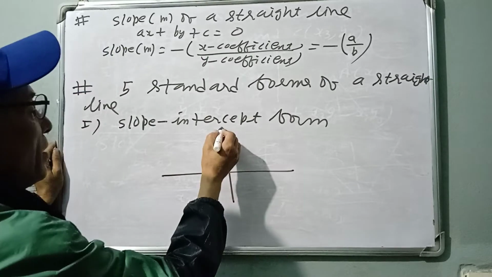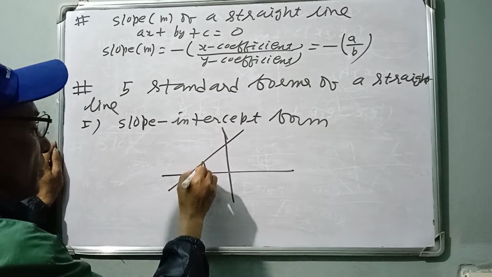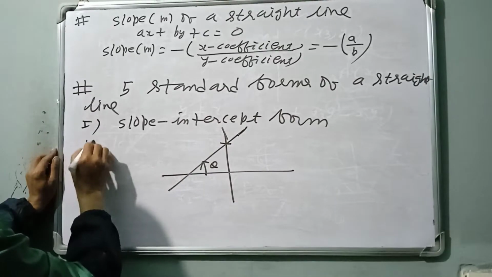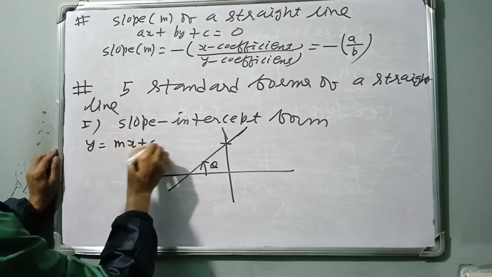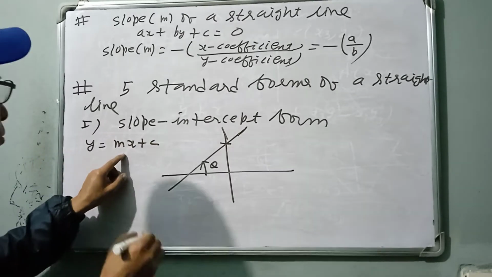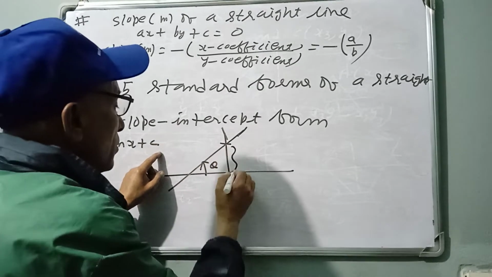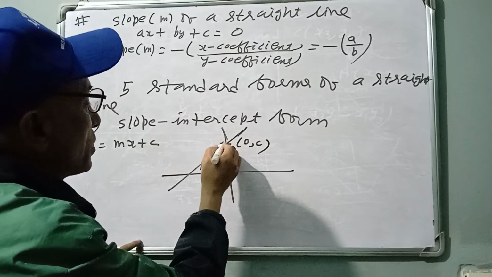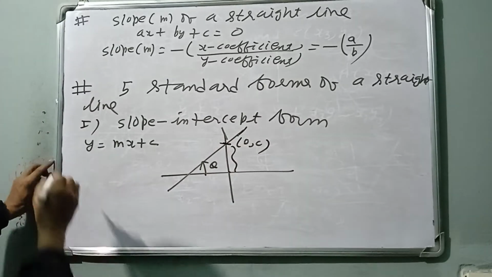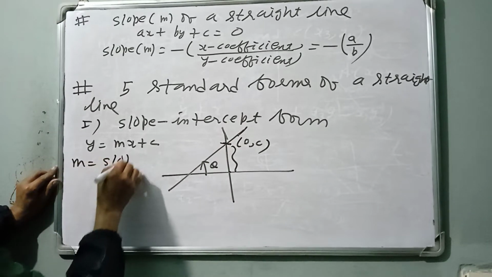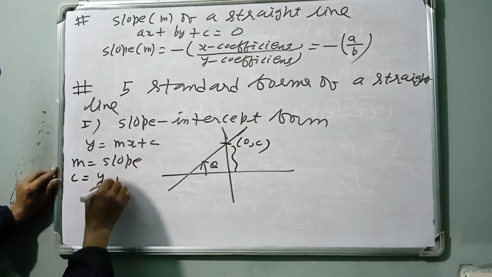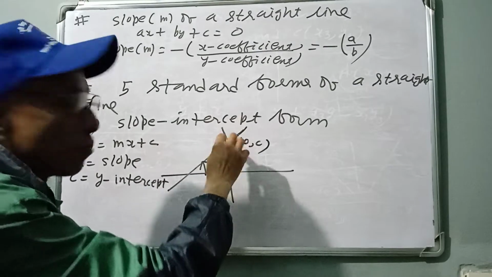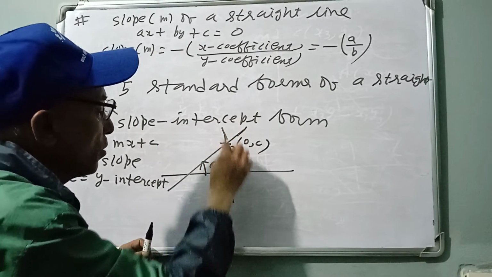See, slope. There is a line with angle theta. Slope intercept form: y equal mx plus c, where m is the slope and c is the y intercept. Here c is the coordinate (0, c). Where m means slope, c means y intercept. Here intercept means length of the point, distance of the point from the origin.